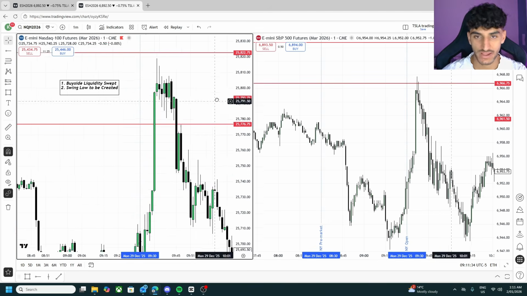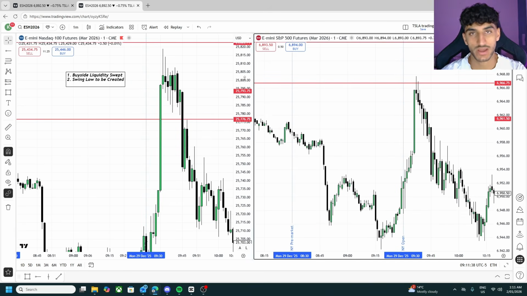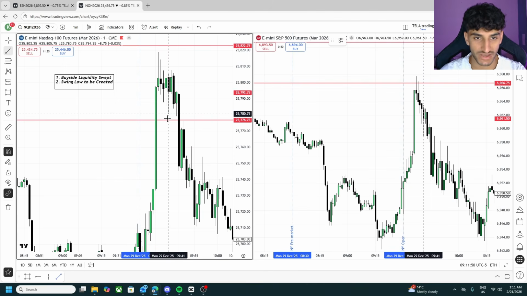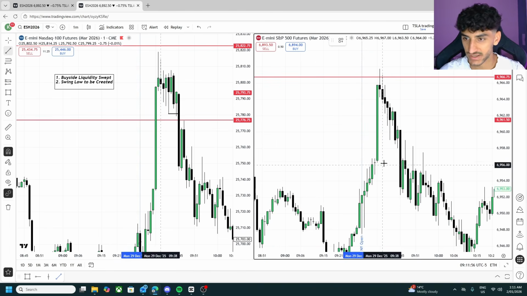So our next step is to look for a swing low to be created. And the reason why a swing low needs to be created is because step number 3 and step number 4 are both related and correlated to step number 2. Without step number 2, we cannot look for step number 3 and 4. So as we can see right here, we do get a swing low that is created on NQ at 941. And if we look to the right hand side, we also get a swing low that is created at 945.